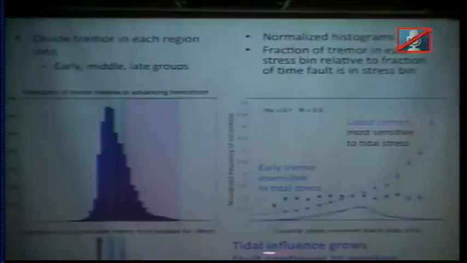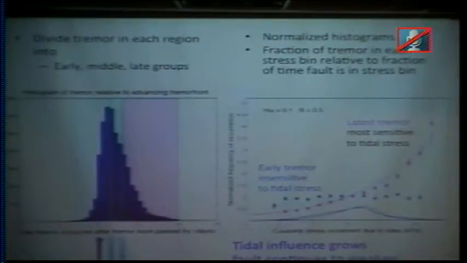So I interpret this to mean that the tidal influence clearly grows, and I interpret that to mean the fault continues to weaken for several days after the start of slip, because this is 5 days across.